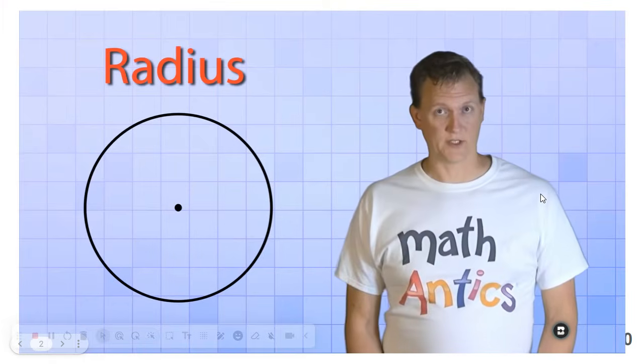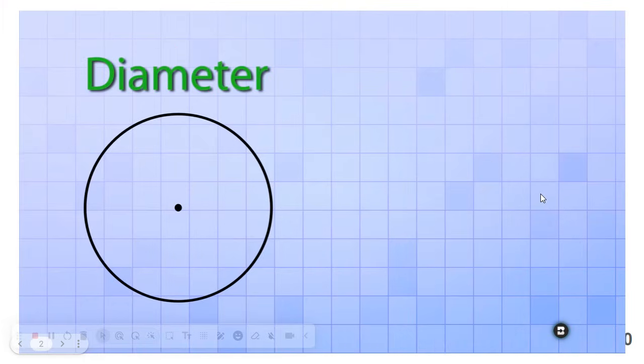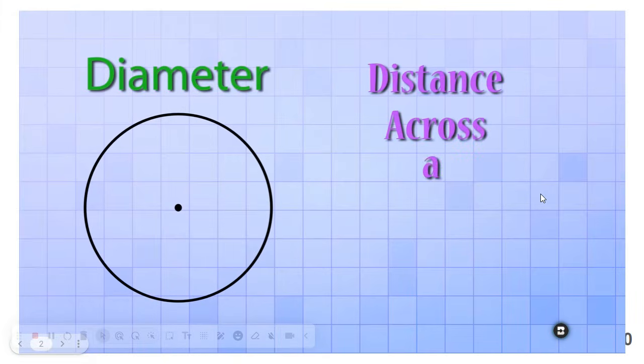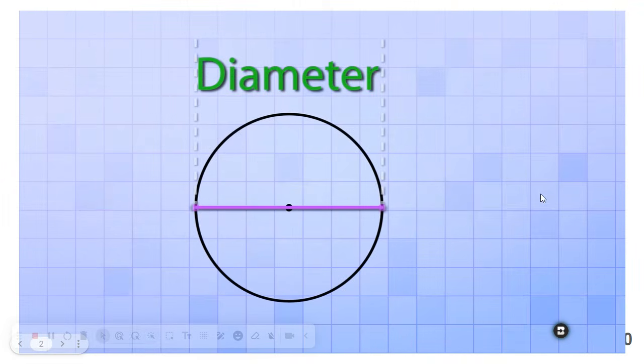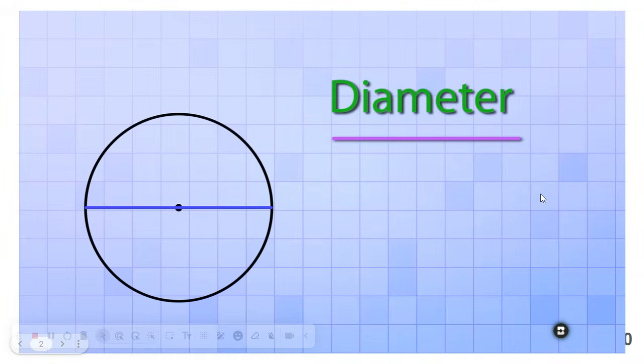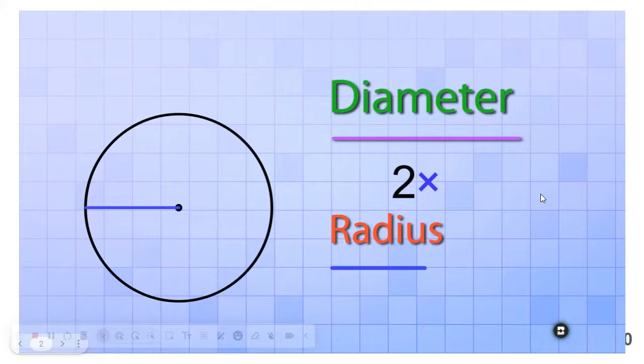Another important circle dimension is called the diameter. The diameter is the distance across a circle. If you start at one point on the circle and then draw a line straight through the center to the other side, that distance is the diameter. As you can see, the diameter is really just the same as 2 radius lines drawn in exactly opposite directions. So for any circle, the diameter is always exactly twice as long as the radius.